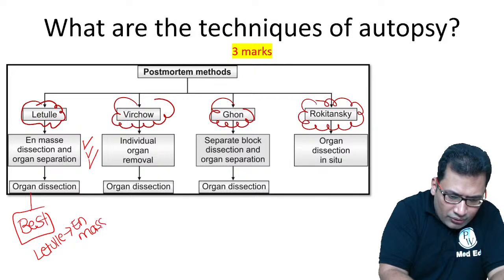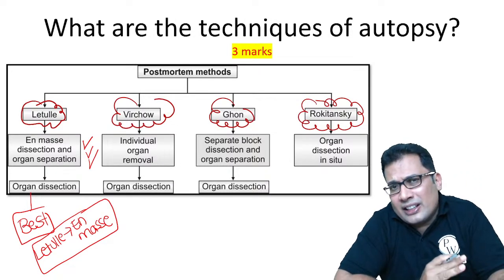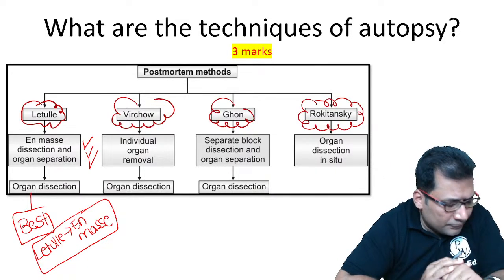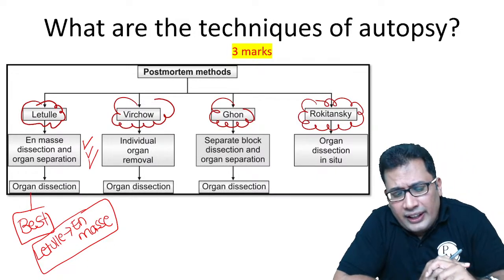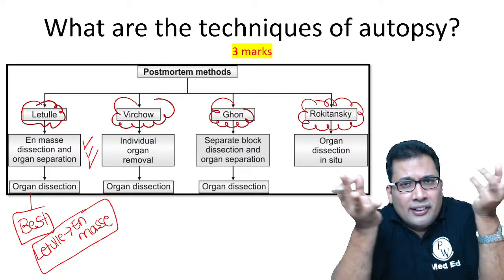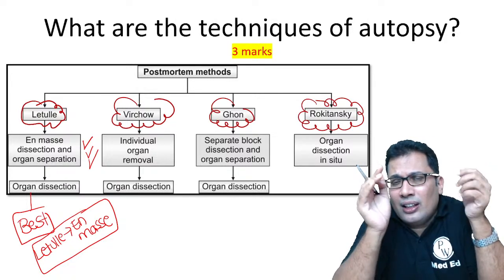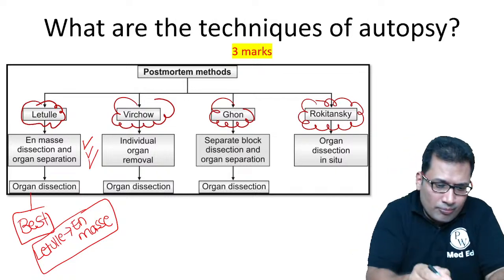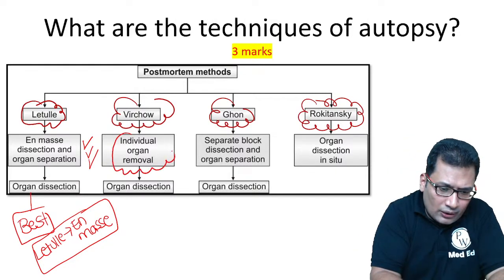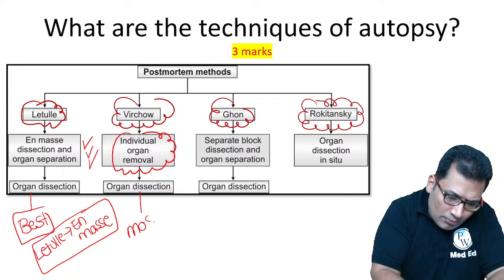En masse means all the organs are removed at a stretch. Virchow means individual organ removal, like you are going to remove the kidney, the liver, the lung separately. That is also known as the one-by-one technique. So individual organ removal is known as Virchow, which is the most common one.